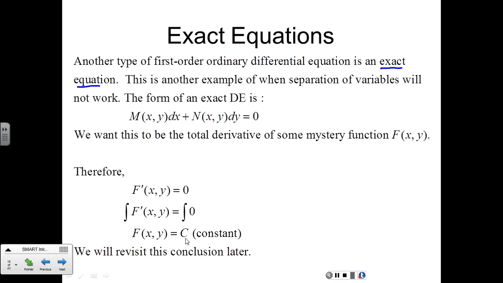If you integrate a number, you have to add an x to it. If you have nothing to integrate there, you get a constant. The derivative of a constant would be 0. So what you're going to do is once you find this mystery function, f of xy, you're going to set it all equal to c at the end. Okay, that'll be your constant.